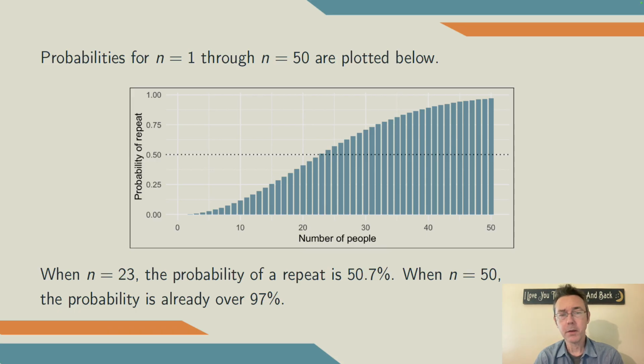I think for most people that n is smaller than you might expect. By the way, when n is 50, there's already over a 97% chance of at least one repeated birthday. So the probability of at least one repeat gets big pretty fast.